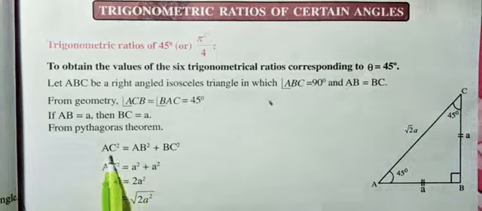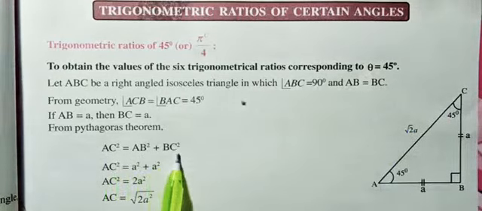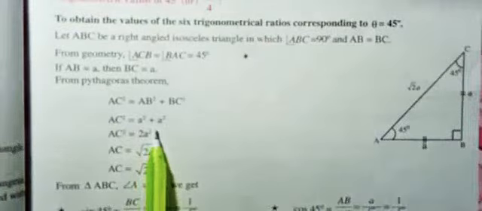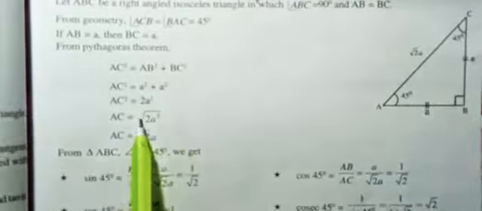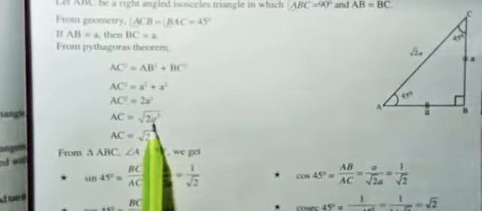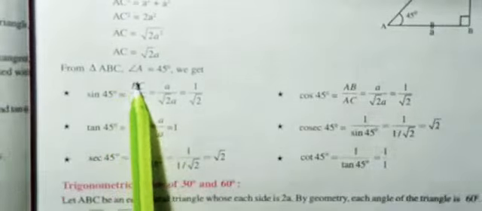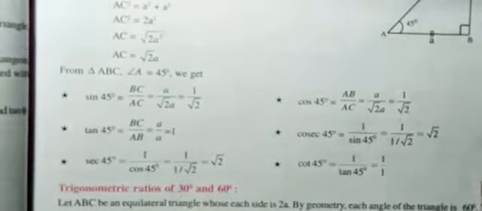Now here AC square is equal to AB square plus BC square. So AC square is equal to A square plus A square. Now AC square is equal to 2A square, that is AC is equal to root over 2A square, that is AC is equal to root 2A. Now from triangle ABC, angle A is equal to 45 degree. We can easily measure that angle A is equal to 45 degree.